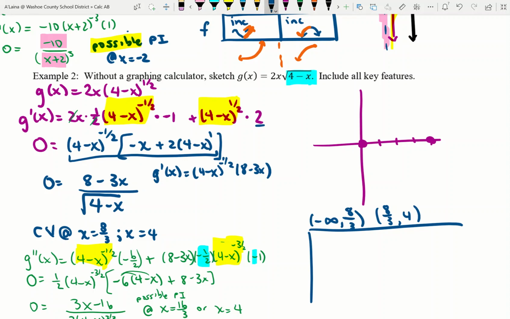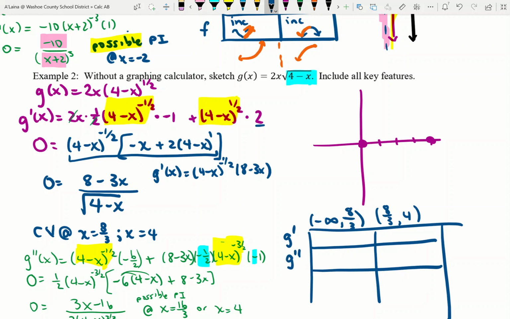So we still have to make sure we're thinking about things, and domain restrictions are important. So I'm actually only going to be really interested in 2 intervals, to the left of 8/3 and to the right of 8/3 up to 4. And I'm interested in what's happening with G prime and G double prime over those 2 intervals, because they're both going to give me information about G.